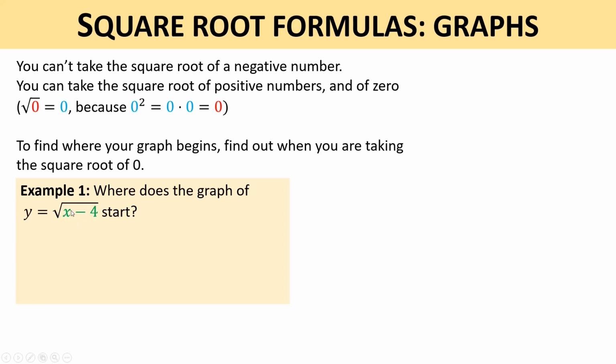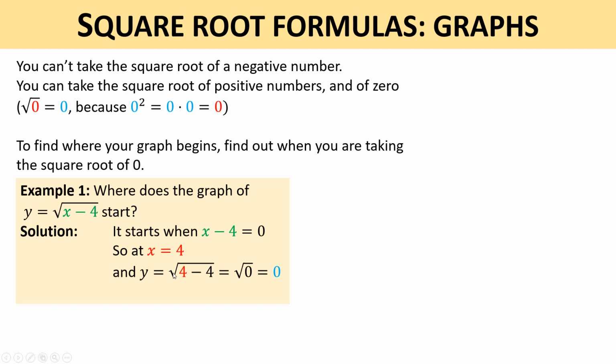Well, maybe you already see it. It's going to be 0 when x equals 4, because then I get 4 minus 4 is 0. So what did I do? I actually solved the equation x minus 4 is 0 in order to find out when this part of the formula is going to be 0. And the solution to that equation is x equals 4. So the graph starts when x equals 4.